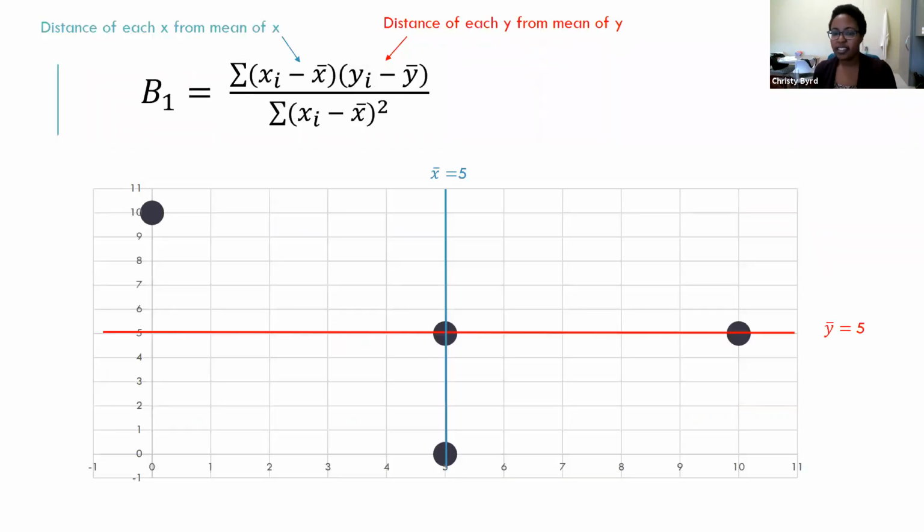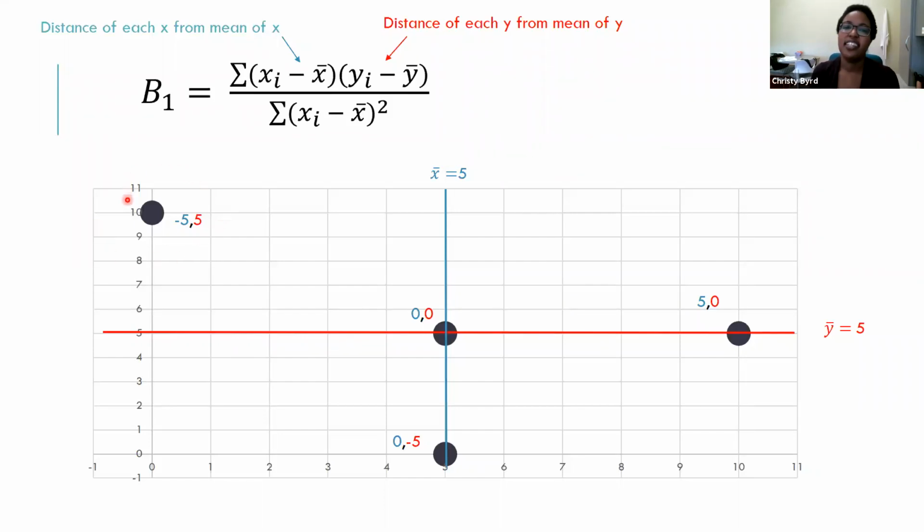All right, let's get back to calculating our slope. First, we get the distance of each x from the mean of x. That's in blue. Then we're going to get the distance of each y from the mean of y, and that's in red. So we show our means with this blue bar for x and with this red bar for y.